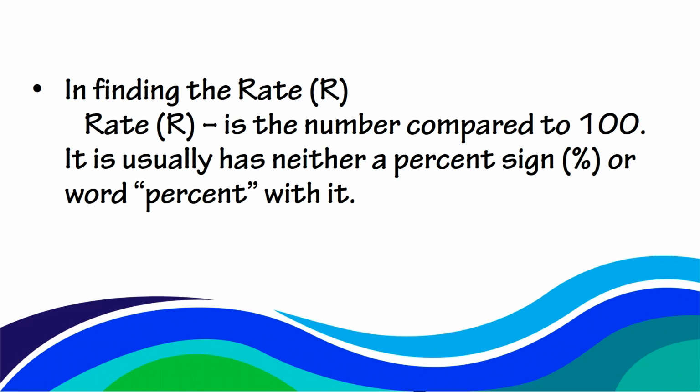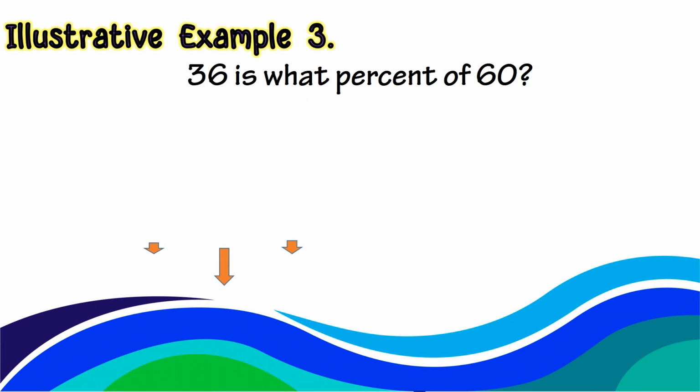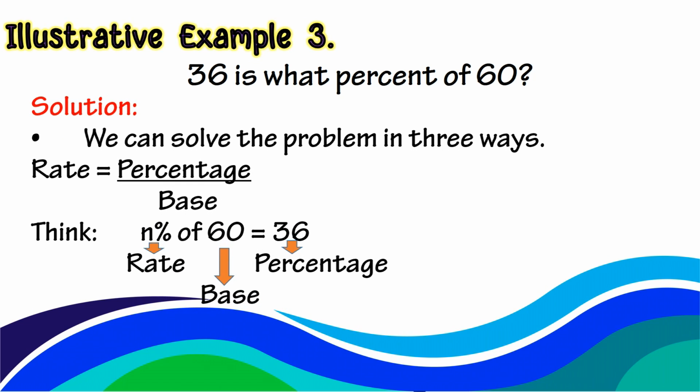In finding the rate, let's always remember that rate is the number compared to 100. It usually has either a percent sign or the word percent with it. I will show you an illustrative example. Our problem is: 36 is what percent of 60? We can solve the problem in three ways. But don't forget, our formula is rate equals percentage divided by base. Remember that n% is the rate, 60 is our base, and 36 is our percentage.